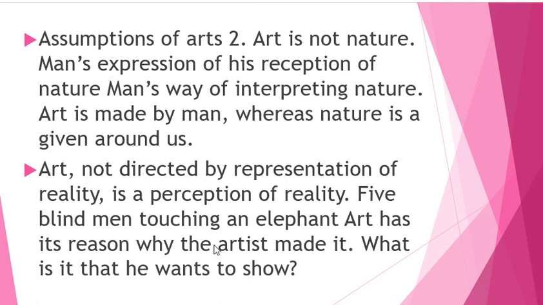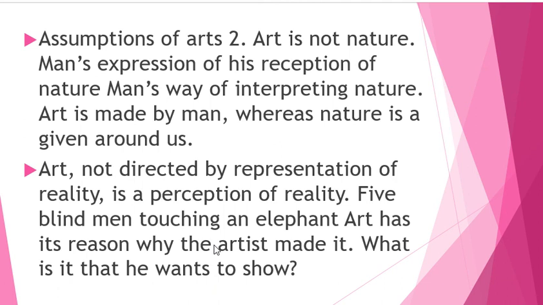The second assumption of art is that art is not nature. Art is man's expression of his reception of nature, man's way of interpreting nature. Art is made by man, whereas nature is given around us. Art is a representation of reality, a perception of reality, like five blind men touching an elephant. Art has its own reason why it is made. What is it that he wants to show?